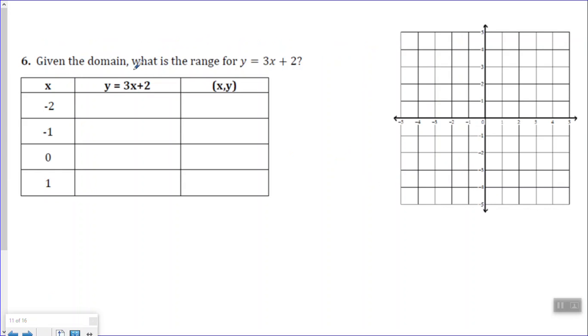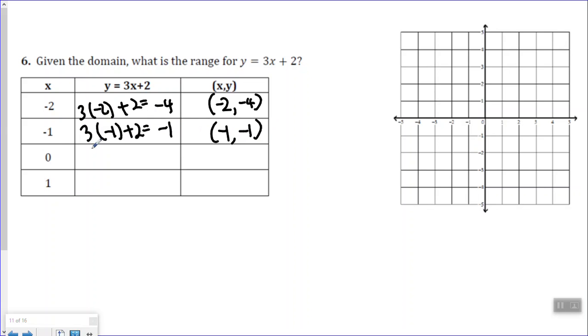Okay, given the domain, what is the range for y equals 3x plus 2? So plug negative 2 into x. It will be negative 6 plus 2, negative 4. How do you write in ordered pair? Negative 2, comma, negative 4. Okay, 3 times negative 1 plus 2. Negative 3 plus 2 is negative 1. How do you write in ordered pair? This is x, this is y. Negative 1, comma, negative 1. Plug 0 into x.